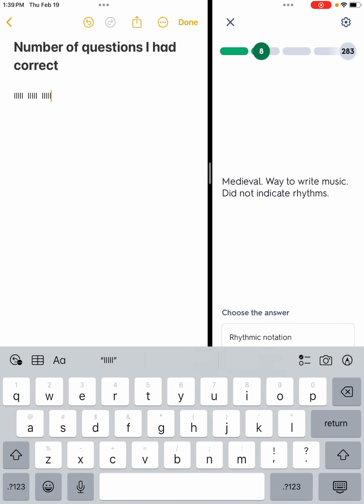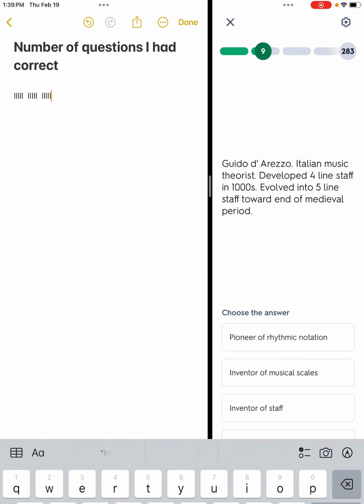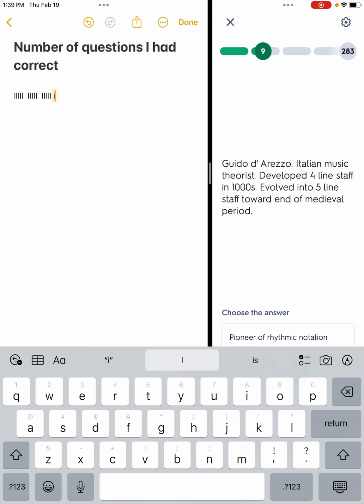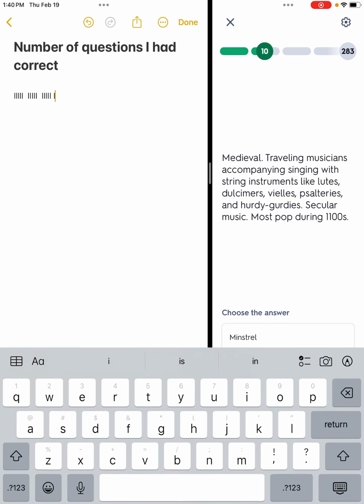Okay. Medieval, way to write music, no. Wait, medieval is literature. Is it literature based? That was another one. Guido, Italian music theorist. There are 4 line staffs in the 1000s, evolved to 5 line staff towards the end of medieval period. Inventor of the staff. That's another one.